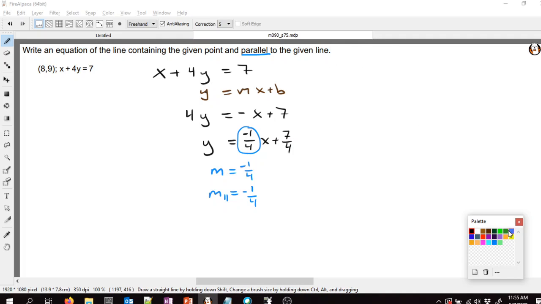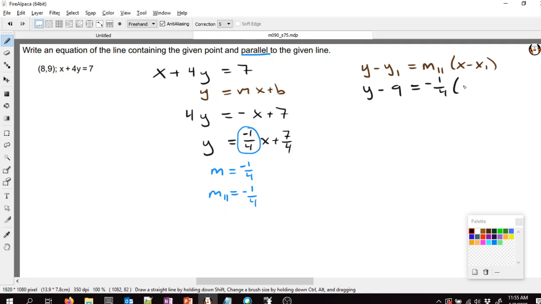I'm going to use the point slope form of a line. Y minus y1 is equal to our parallel slope times x minus x1. So this is going to be y minus 9 is equal to negative 1/4 x minus 8. Y minus 9 is equal to negative 1/4 x, and then negative 1/4 times a negative 8. Negatives cancel out and make it positive, and then it's 8 over 4, which is 2.